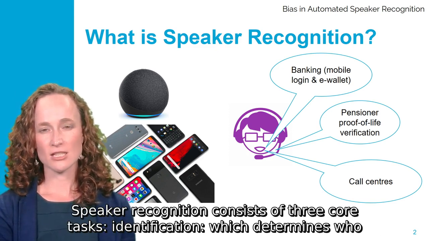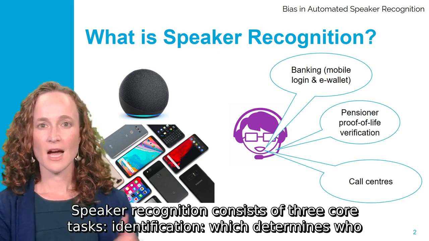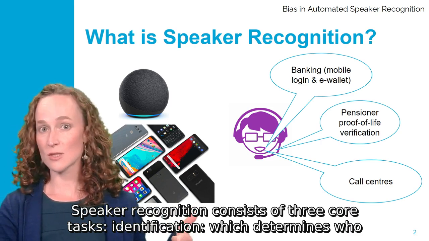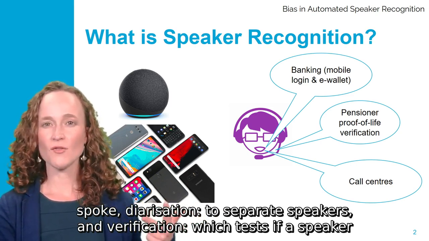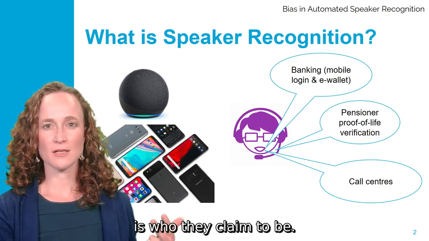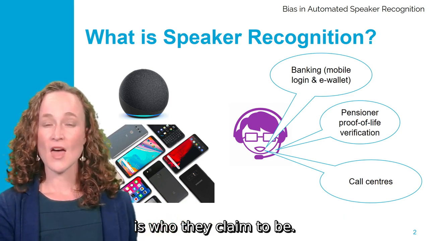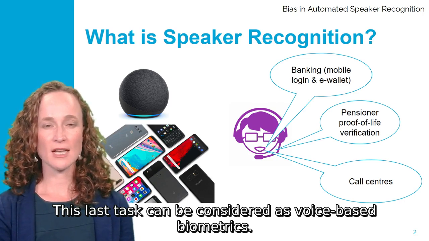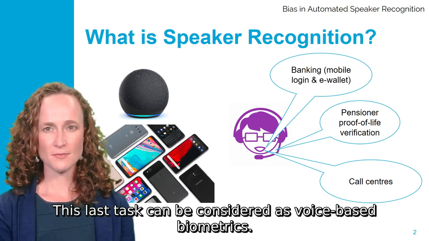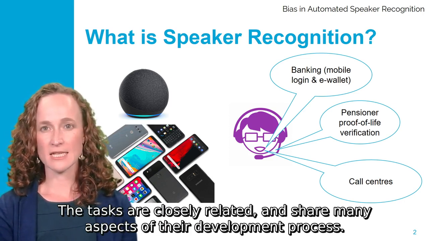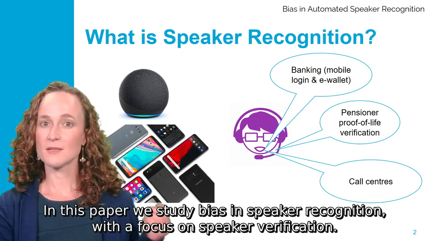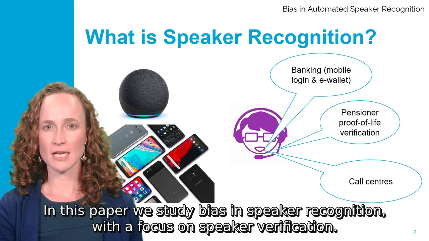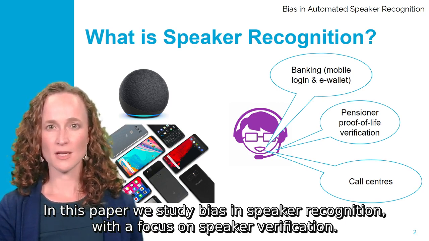Speaker recognition consists of three core tasks: identification, which determines who spoke; diarization, to separate speakers; and verification, which tests if a speaker is who they claim to be. This last task can be considered as voice-based biometrics. The tasks are closely related and share many aspects of the development process. In this paper, we study bias in speaker recognition with a focus on speaker verification.